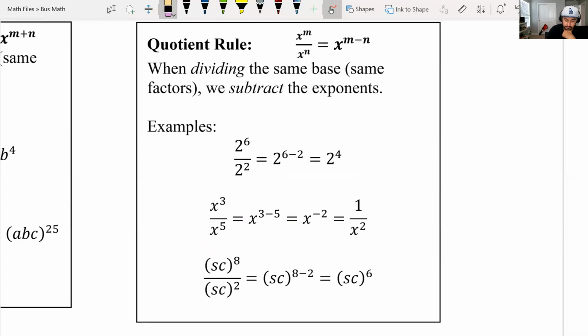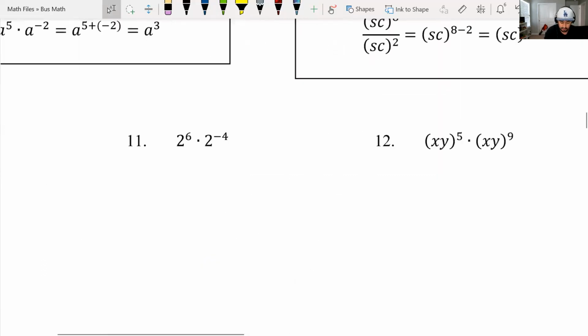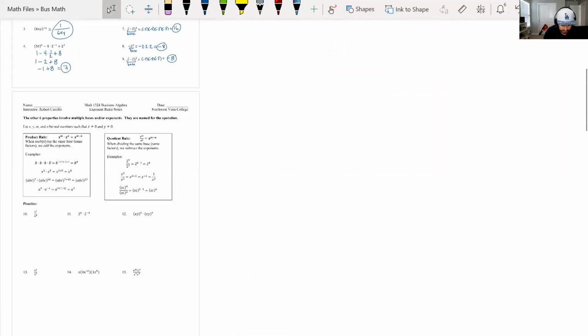All right. Next one. S times C to the 8th over S times C to the 2. Same base. Subtract your exponents. S times C to the 8 minus 2 gives me S times C to the 6. That's quotient rule. So you have a quotient rule and a product rule for exponents. Okay, now let's practice those. How much practice we got? This whole page, perfect.